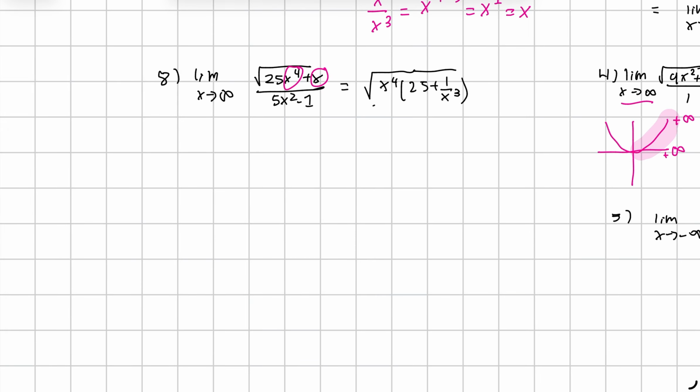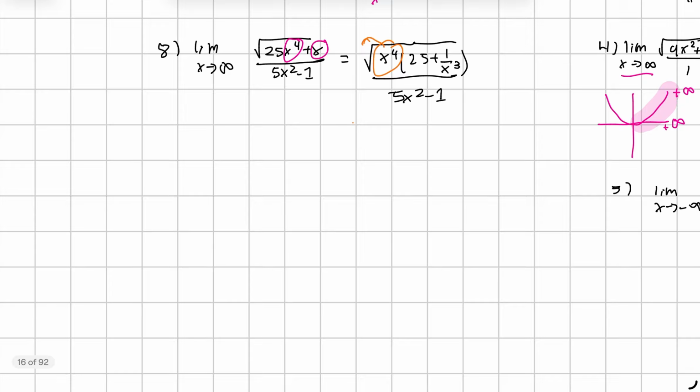So now let's think. What can we do next? So this is over 5x squared minus 1. Well, we know that we can take this out because this has an even power and we have a square root there. So this can be x squared, absolute value. And we have 25 plus 1 over x to the power of 3 still inside. All divided by 5x squared minus 1.